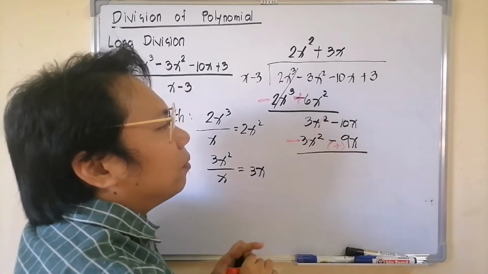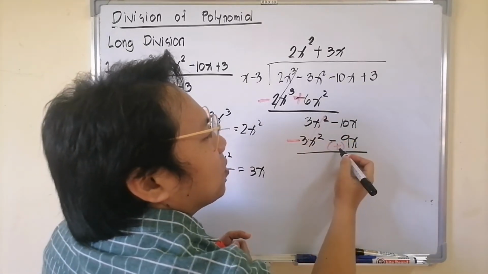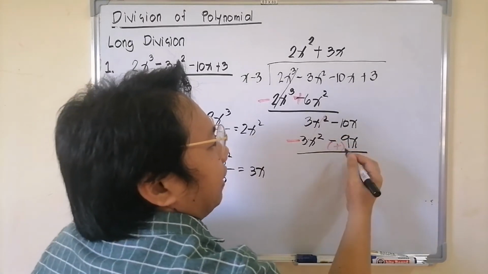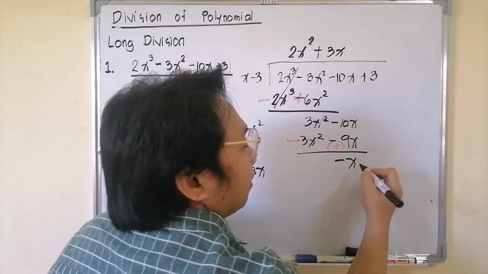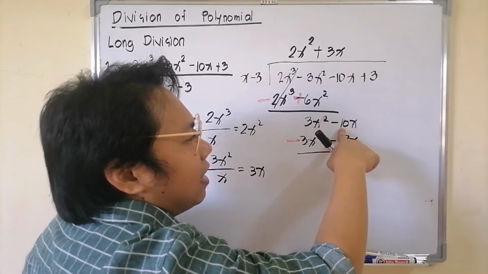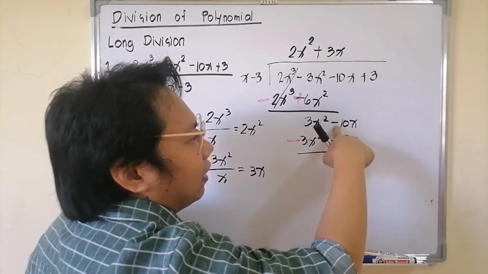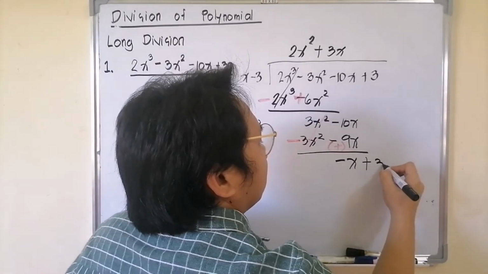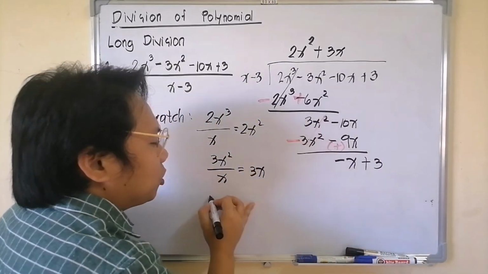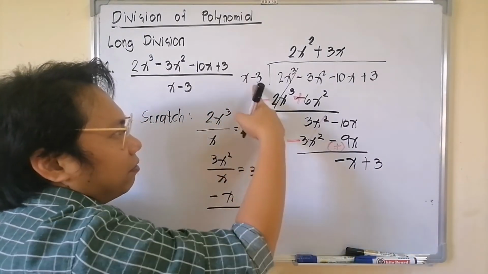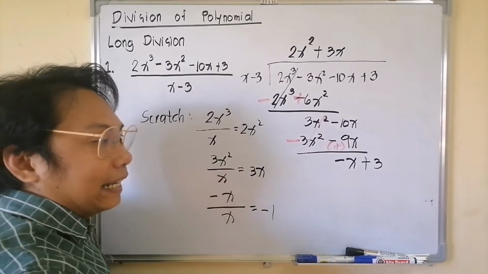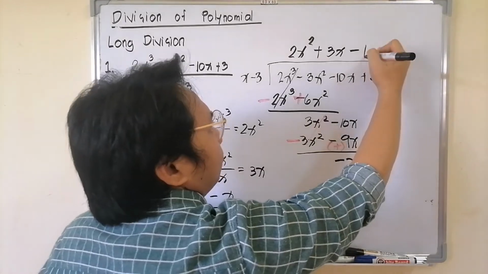If you're going to subtract, this becomes negative, and this negative will become positive. So this is 0, then negative 10x plus 9x will give you negative x, because 10 is greater than 9, and the sign of the 10 is negative. Bring down positive 3. Again, divide the first term, negative x, by the first term of your divisor. This will give you negative 1.